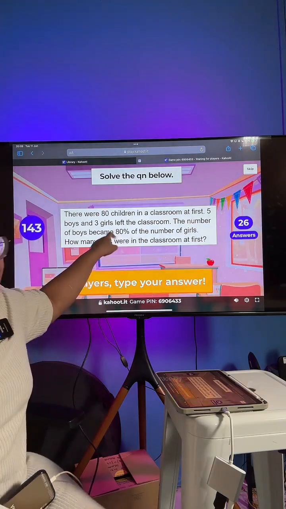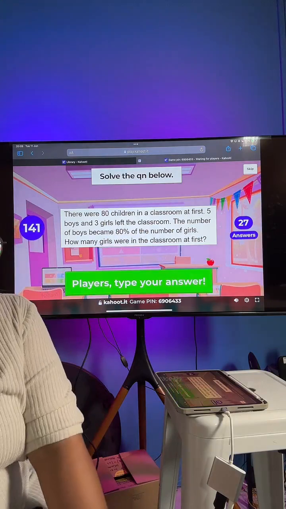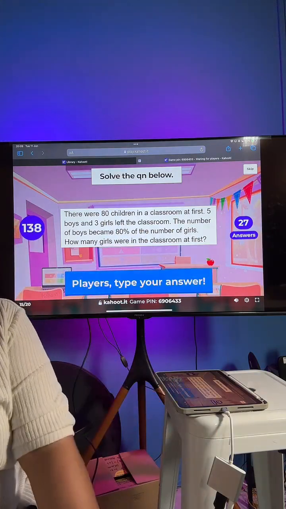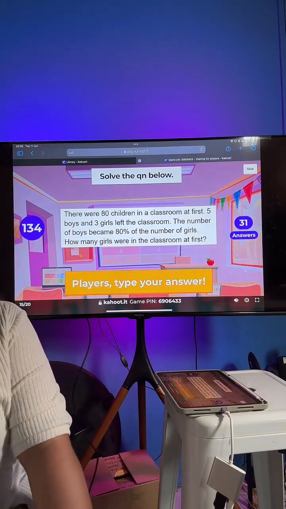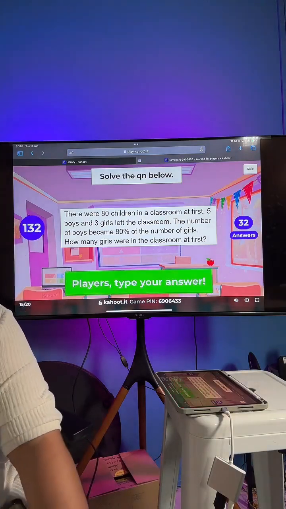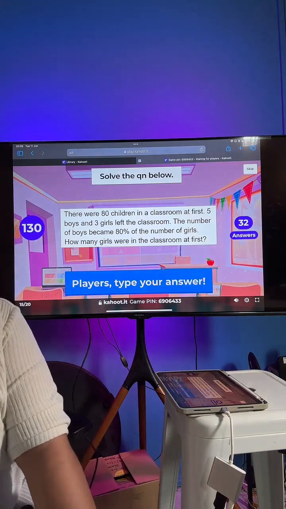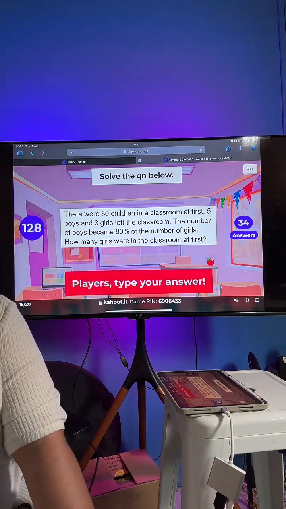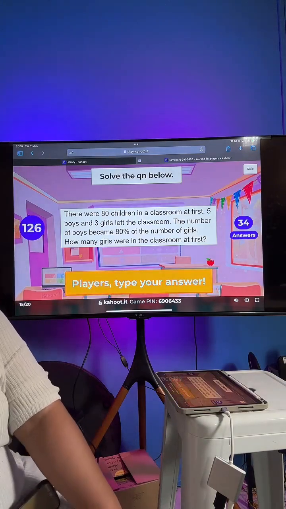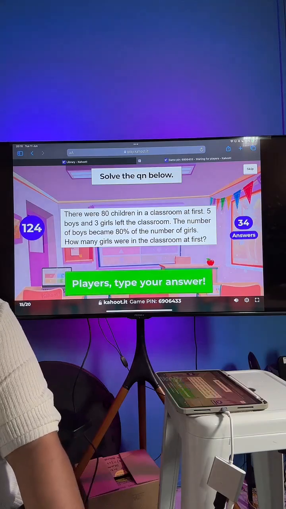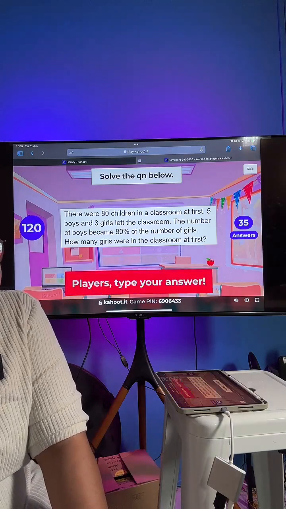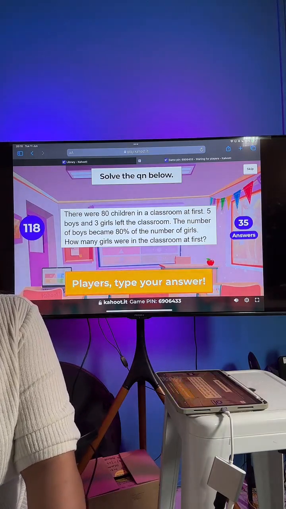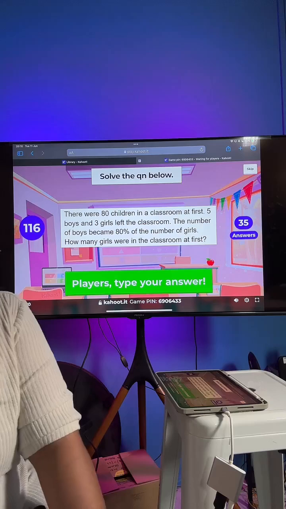Step 1, convert 80% into a ratio. Boys is to girls ratio, and find the total after. What is the total at the end? And relate that to the units, okay? One more time. Convert 80% into a ratio. Find the total at the end.